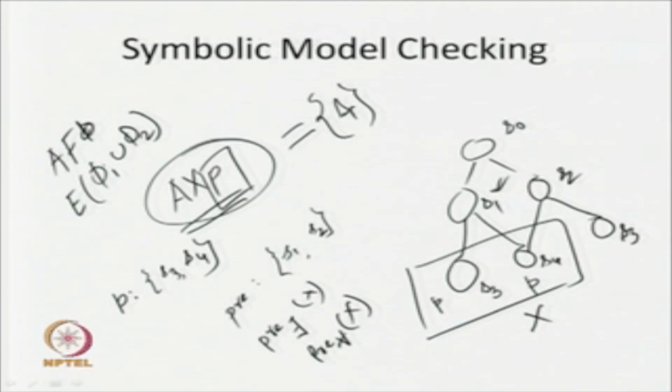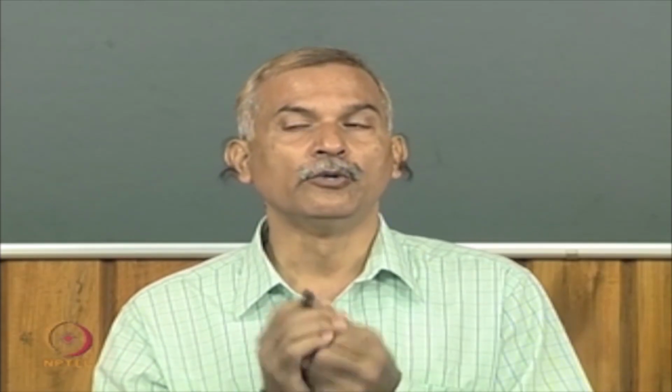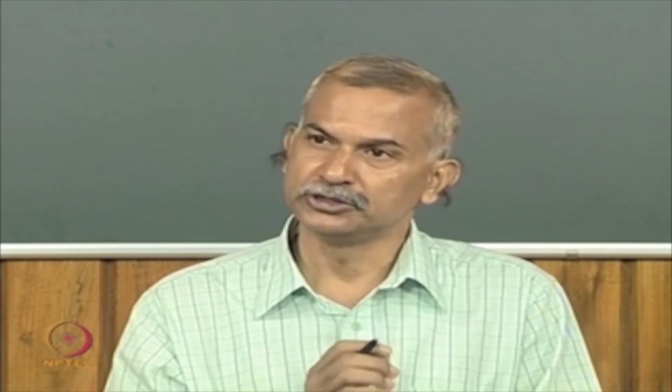And we have seen that we can use ROBDDs to represent this set of states, and ultimately our symbolic model checking algorithm is going to return those states symbolically, represented with the help of ROBDDs. So, this is the basic thing.